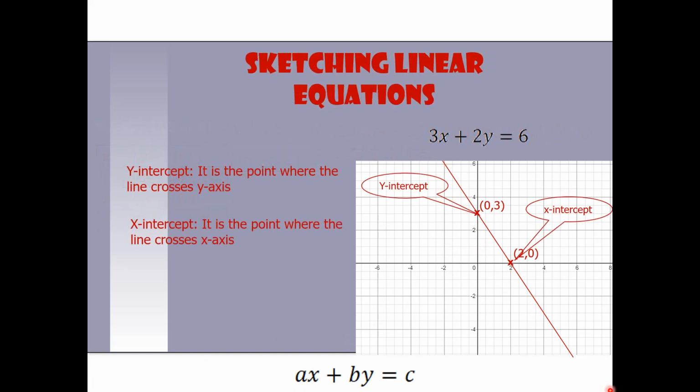Well, you can see here this line intercepts both the x and y axes. The intersection point between the line and the x-axis is called the x-intercept, with the coordinates, in this example, 2 and 0. And the intersection point between the line and the y-axis, the y-intercept, is 0 and 3.